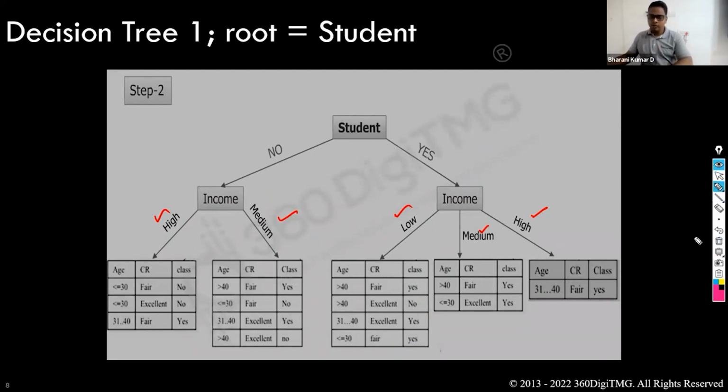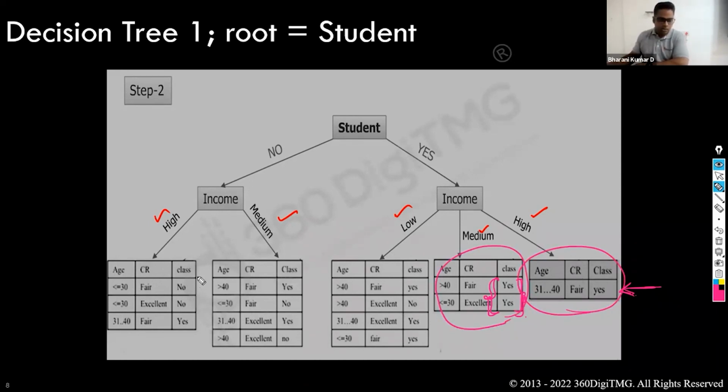Until when should I continue splitting? You continue splitting until you have a single record in that tree, or until both the classes have the same value. Okay, you continue splitting until there is a single record or both the records have the same value. So your splitting of the tree stops in these cases. It will not grow any further.